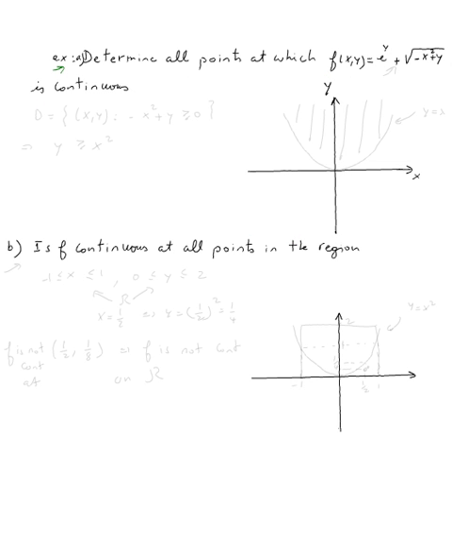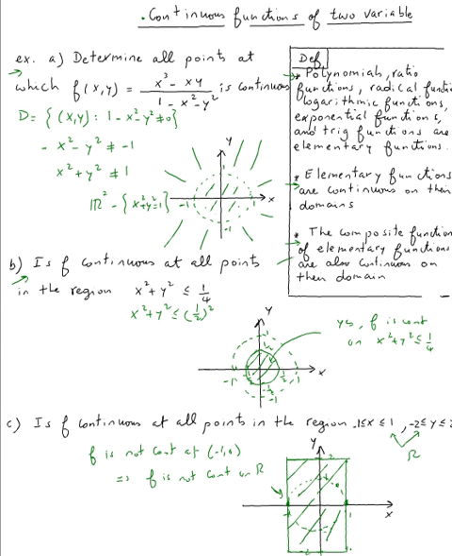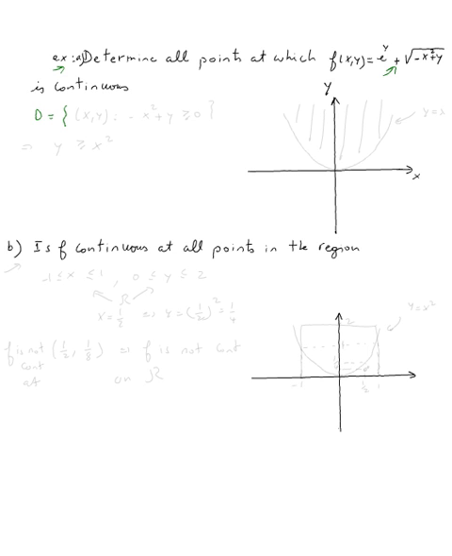Determine all points at which f of x y equals e to the y plus square root of minus x squared plus y is continuous. Again, this is, by the way, a composite of elementary functions. So we know, according to the theorem, that composite functions of elementary functions are also continuous on their domain. Again, I need to find the domain. The domain is the set of all x y such that f of x y is defined. In other words, I want whatever is under the radical to be bigger or equal than 0, which means I want y to be bigger or equal than x squared. Well, I did add x squared to both sides.